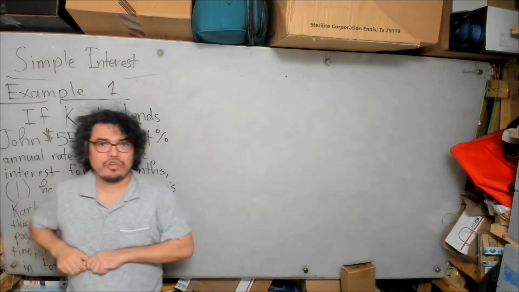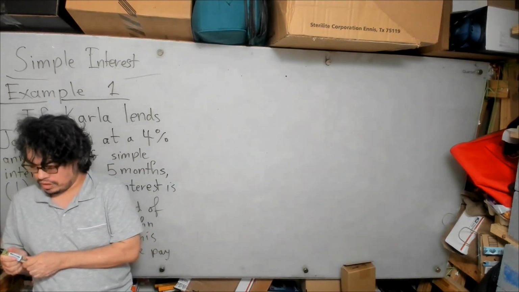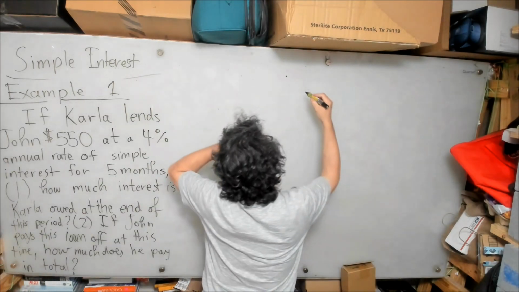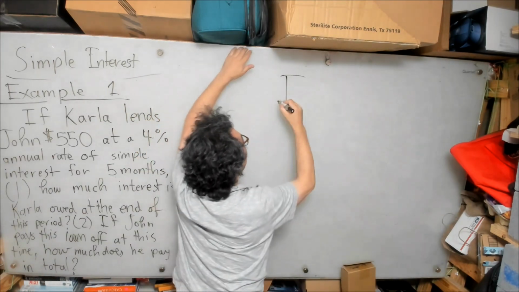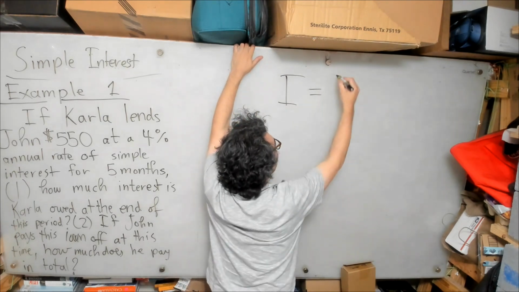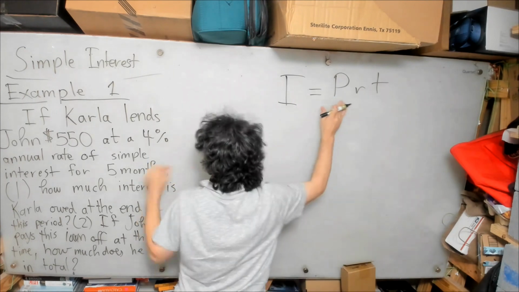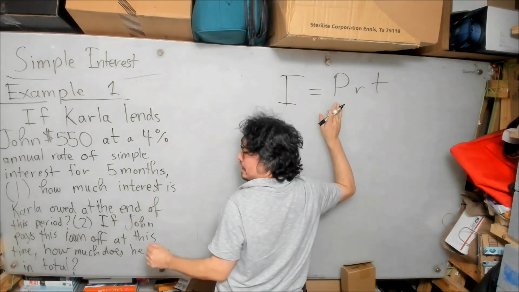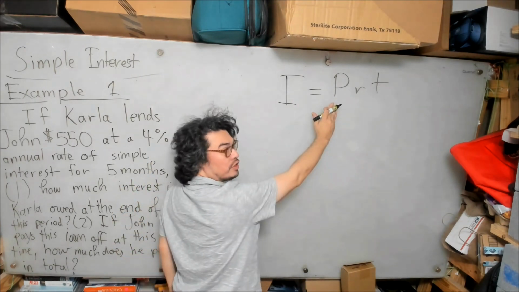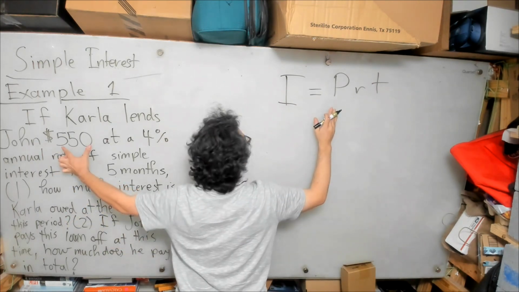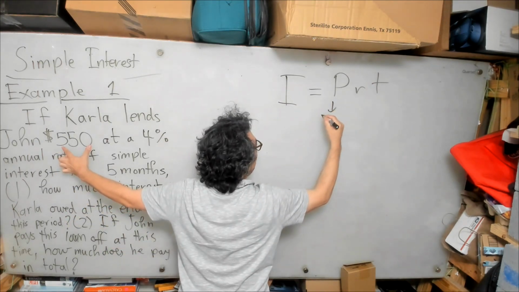So whenever we're going to do a simple interest problem, I recommend you write the formula first. So in order for the simple interest, the interest I is equal to the PRT. P stands for principal, and it's the amount on which the interest will be calculated, right? Here, Karla lends John $550, and so the P is going to be $550.